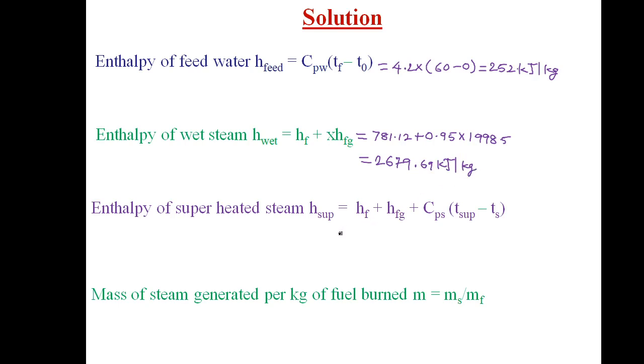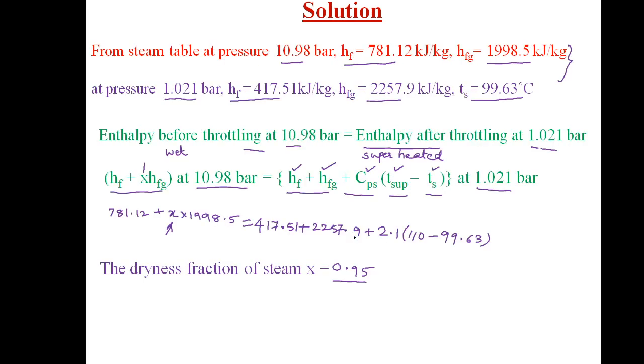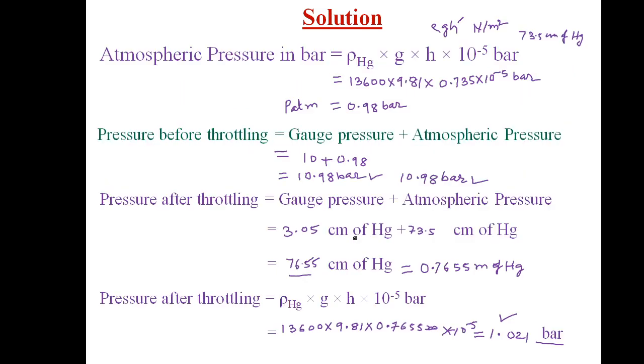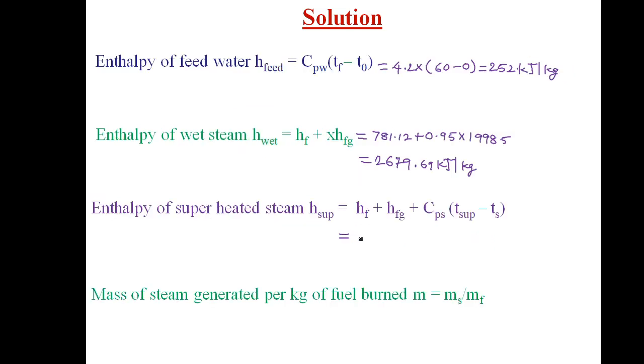After that we have to find the enthalpy of superheated steam. This enthalpy of superheated steam is not after throttling; it is the enthalpy of superheated steam leaving the superheater. So hf, we have to take not at 1.02 bar, but at the pressure of 10.98 bar itself when steam becomes superheated.